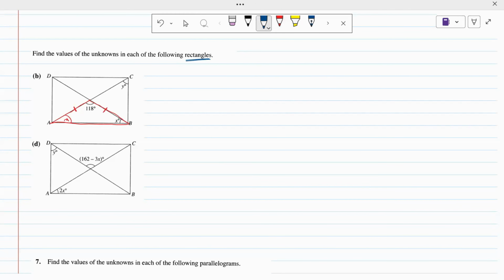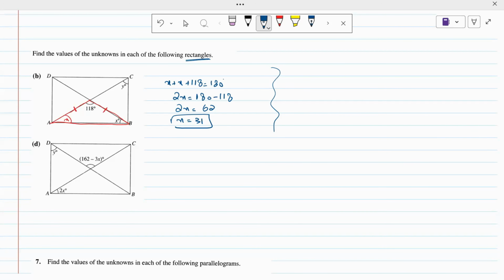With the property of the isosceles triangle inside the rectangle, we make the equation X plus X plus 118 is equal to 180. So 2X is equal to 180 minus 118, that's 62. This gives us X as 31 degrees. After finding X, we can work it out for Y also.